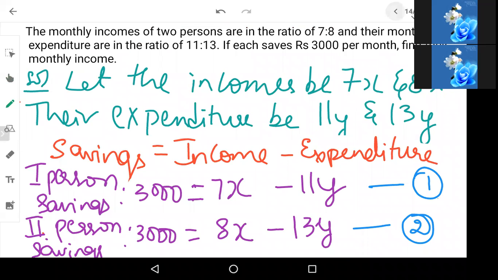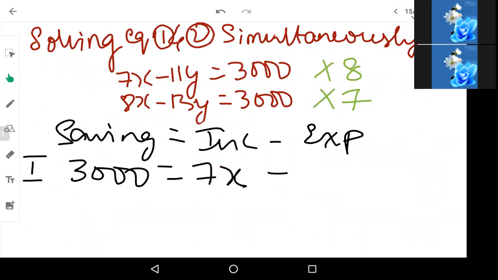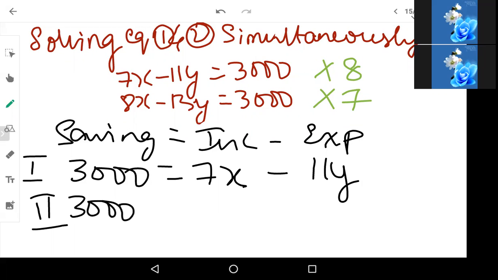Expenditure of the first person was 11y. These are two different things. Income is different, expenditure is different. So this will be 11y. So that is your first equation. Second equation, same 3000 because the second person is also saving 3000. Here the income of the second person was 8x, expenditure was 13y. This is how you get two different equations.